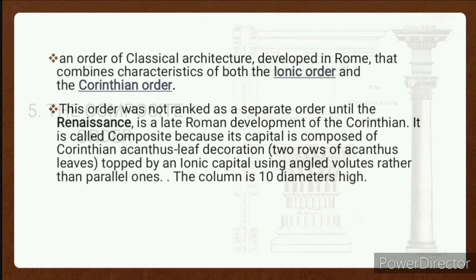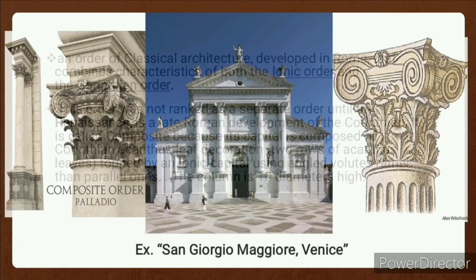The column is 10 diameters high. The example of the composite order is the San Giorgio Maggiore in Venice.